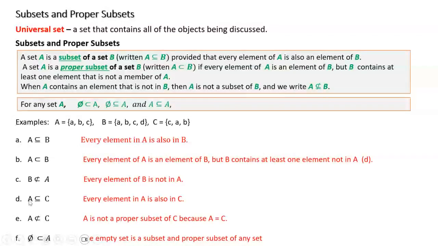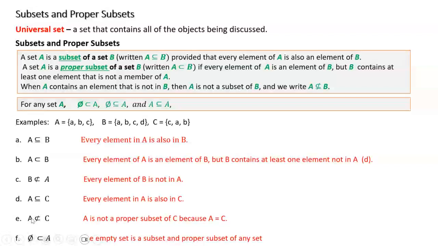Okay. Now look at D. A is a subset of C. Let's look at them. You see, set A has the elements A, B, and C, and set C has the elements C, A, and B. So this is true, right? It's a subset because every element in A is also in C. That's why this statement holds.